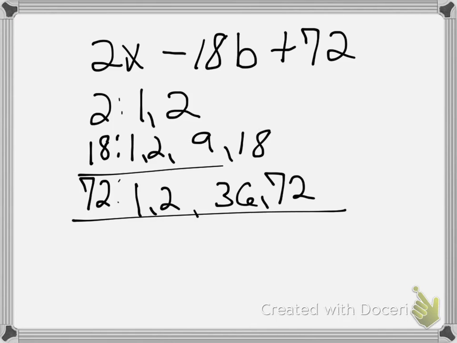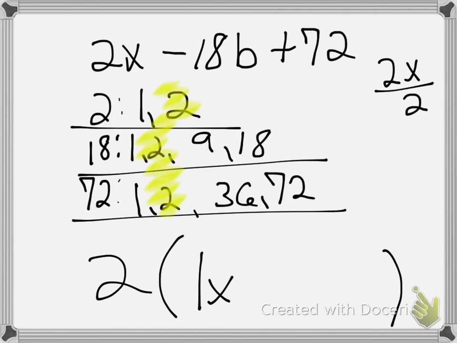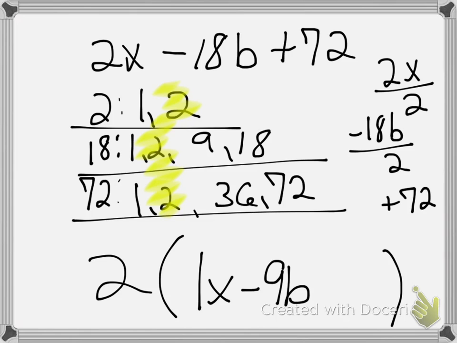So all 3 of those, they're not done, but I know that's my greatest common factor because 2 can't get any higher and they all have 2 in it. So I will factor out 2. That means 2x divided by 2. 2 divided by 2 is 1, and I will keep my x. And I have negative 18b divided by 2. That will give me a negative 9b. And then I have just a positive 72 divided by 2, and that'll give me 36.